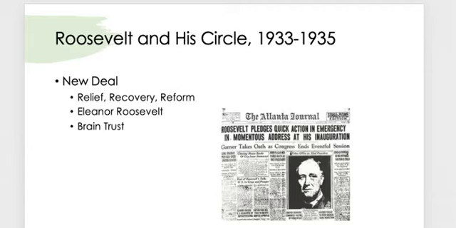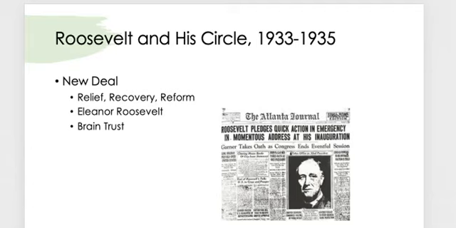So the first type you have is going to be relief. This is going to be designed to aid needy Americans in the short term. You're going to have recovery, which is designed to revive the economy, and reform, which should help to eliminate the abuses and help to prevent future depressions.